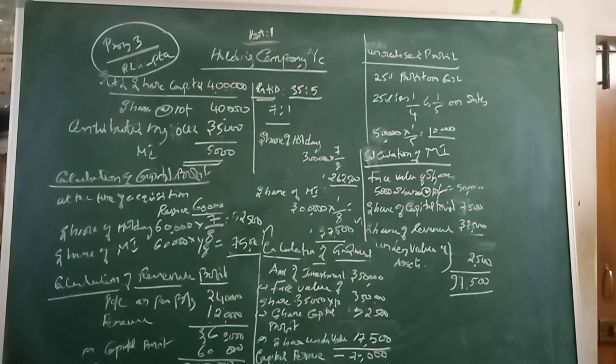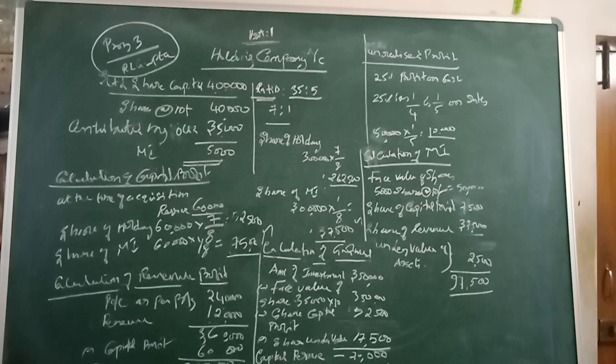And plus share of capital profit. What we ascertained as the share of capital profit in the first working note, 60,000 into 1/8, that we have to take. Then share of revenue profit, take working note number 2, the 3 lakh into 1 by 8. The amount of revenue profit for minority interest comes to 37,500.